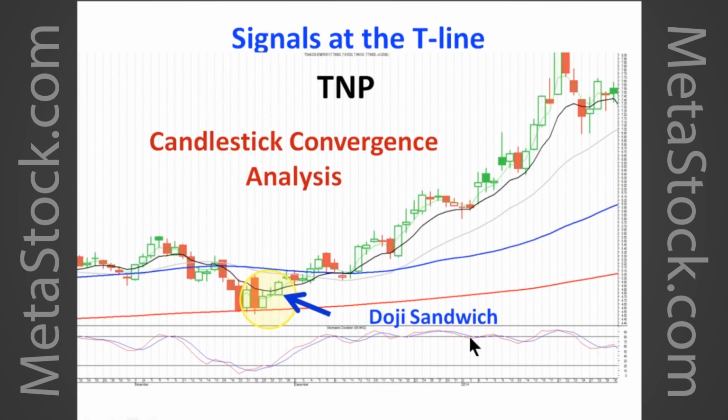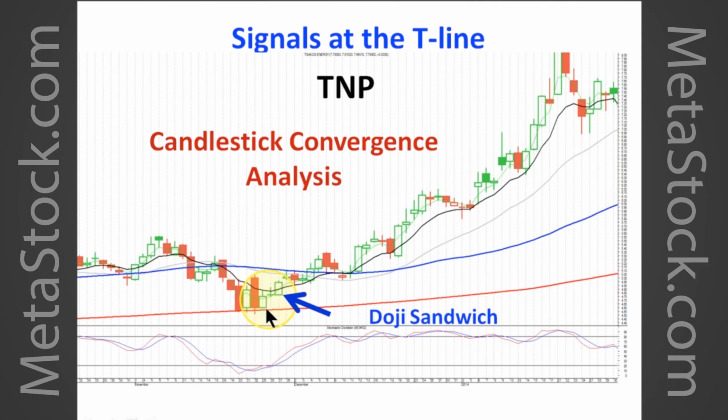And we also have what we call convergence analysis. Convergence analysis is that if we can add as many elements to our chart that improve the probabilities of being in the right trade at the right time, the more we can add to our analysis, the higher the probability we're going to be in the right trade at the right time. So there's our bullish harami, which in the Western terminology is called the inside day. That tells us pretty much that the selling has stopped. And notice where the selling has stopped. Right smack dab on the 200-day moving average.